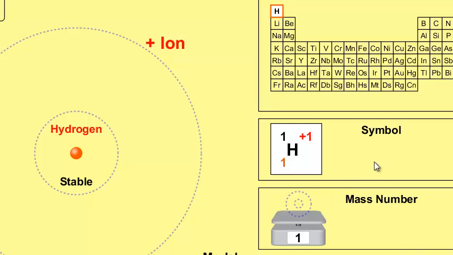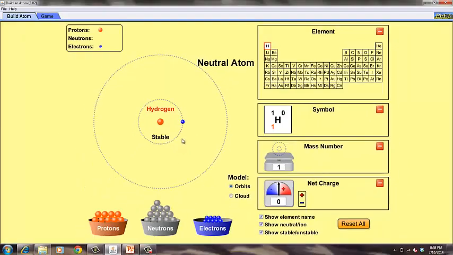Notice I've added a box for the symbols, box for the mass number, and a box that shows us the net charge. Right now it is a positive ion because we have one proton and no electrons to balance it. That means we've got one more positive charge. It gives it a net charge of +1. So let's give it an electron. And now it's a neutral atom. The positive and negative charge balance out.